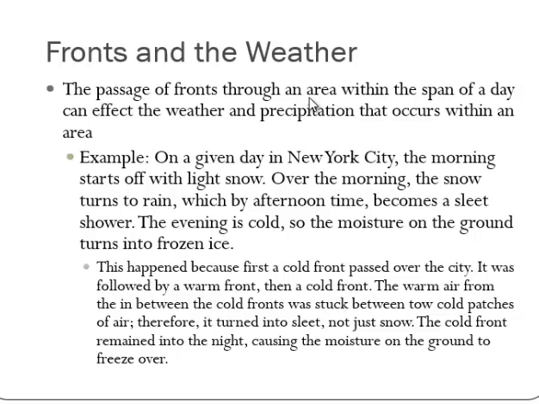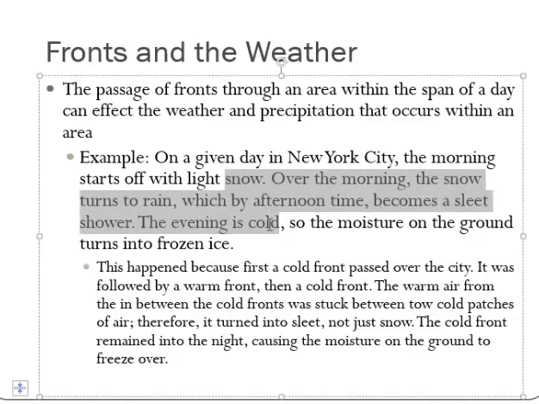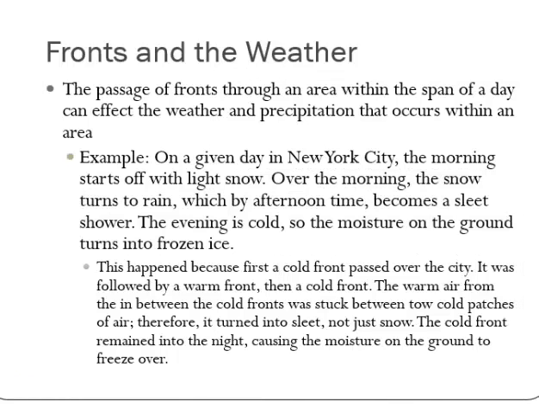So the passage of a front through the area within a span of a day could very often change the weather, of course, and change the precipitation. Just for example, and this is a pretty obvious one, if on a given day in New York City the morning starts off with snow, then it turns into rain, and then it becomes sleet, and then the water on the ground that fell during the day becomes ice. It's a pretty typical weather pattern that you see a lot. What probably happened is that a cold front first passed over the city, then maybe you had a warm front and a cold front, and then basically the warm air was stuck between two patches of cold air, which turned into snow in the morning and ice late in the afternoon.